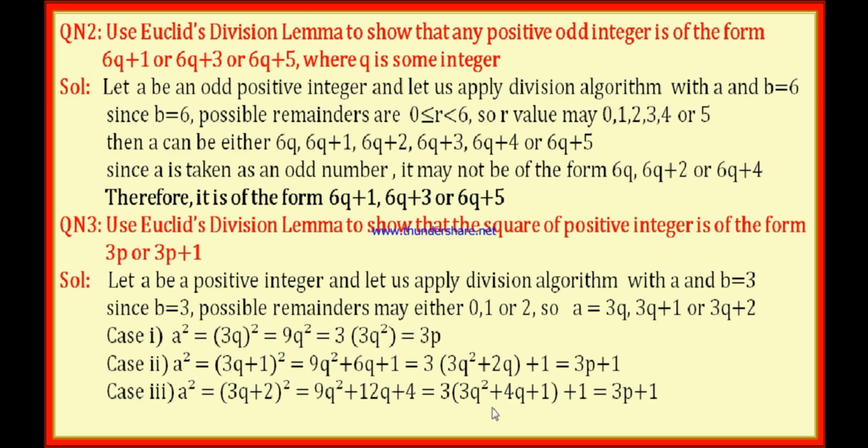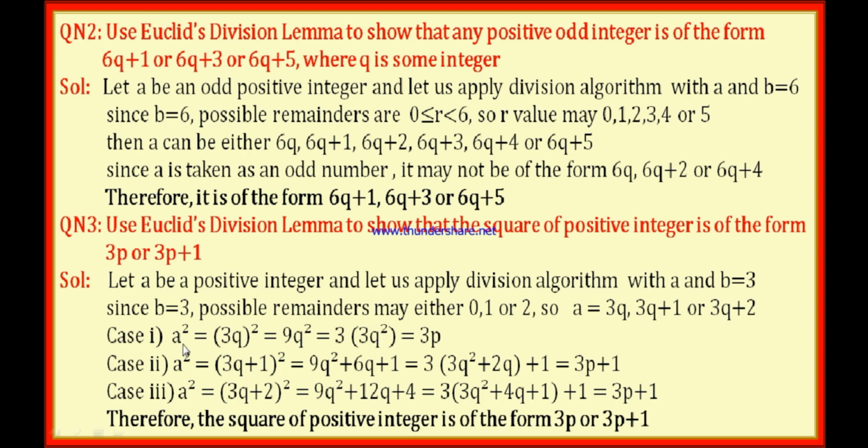Again, if you assume that 3q square plus 4q plus 1 is p, then the whole is in the form of 3p plus 1. Therefore, in all the 3 cases, the square of this integer, a square, is in the form of either 3p or 3p plus 1. You see, the square of a positive integer is in the form 3p or 3p plus 1.